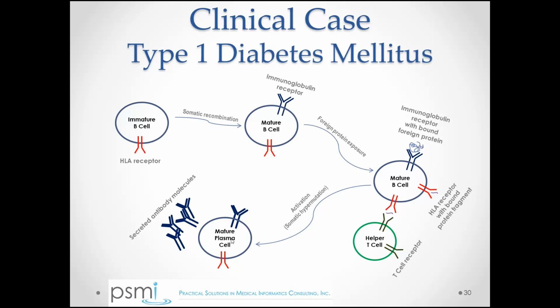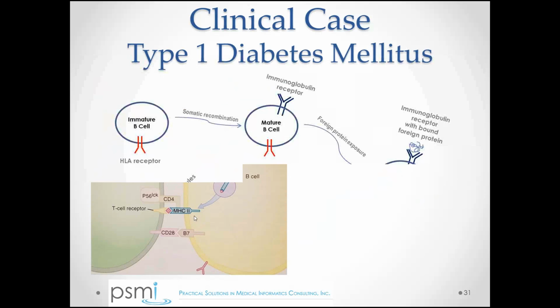That allows the helper T cell to activate the mature B cell, and then through a process of somatic hypermutation, further introduce mutations into the B cell's DNA, and that allows the B cell, as it's becoming a plasma cell, to produce immunoglobulin receptors and antibodies that are even more selective against the foreign proteins. So that's complicated, and we need to delve into this in a little bit more detail to explain what's going on.